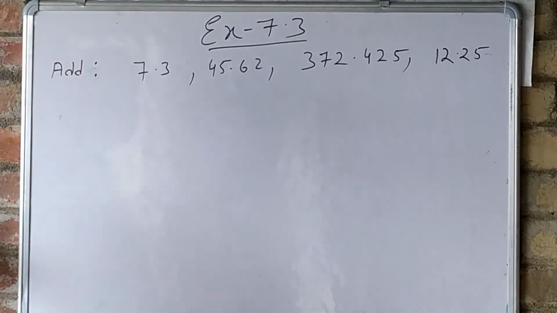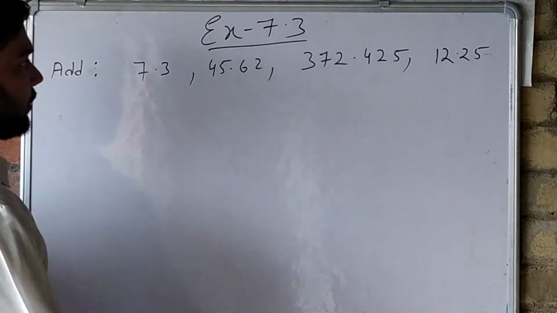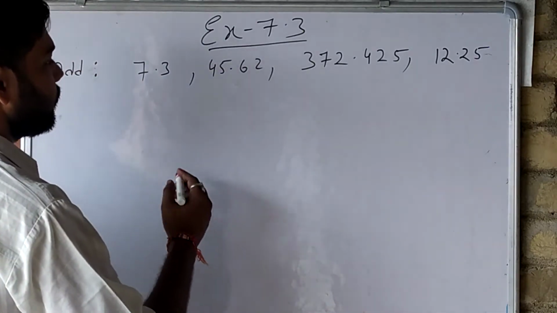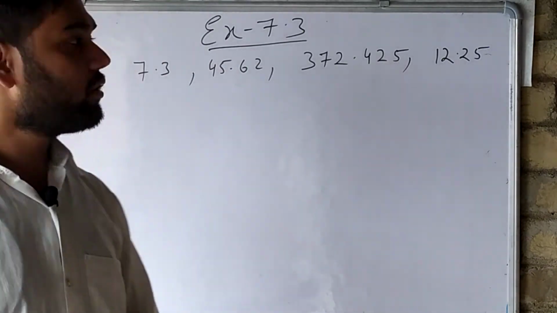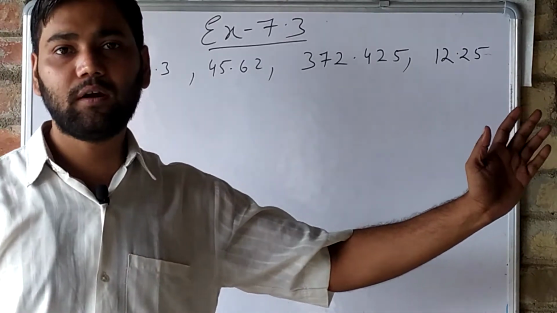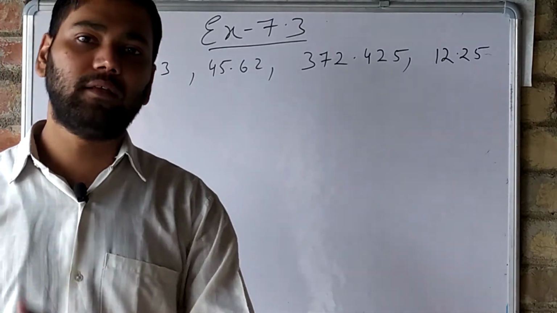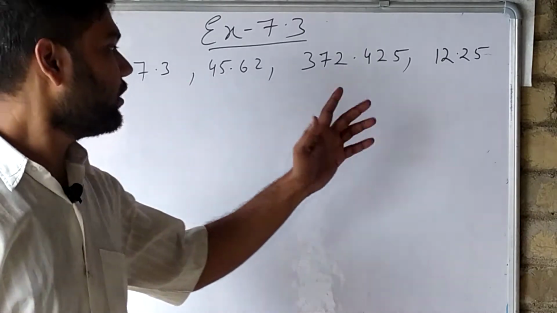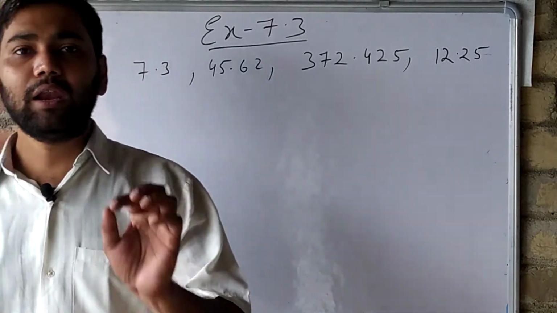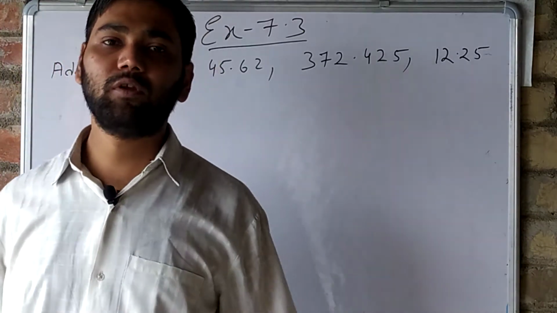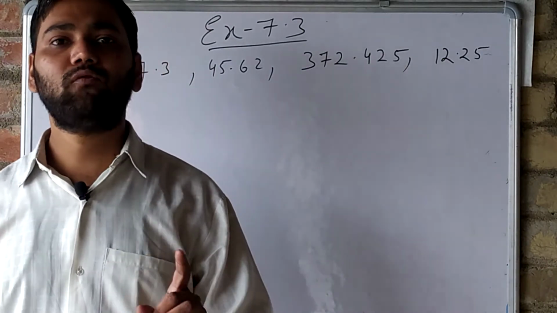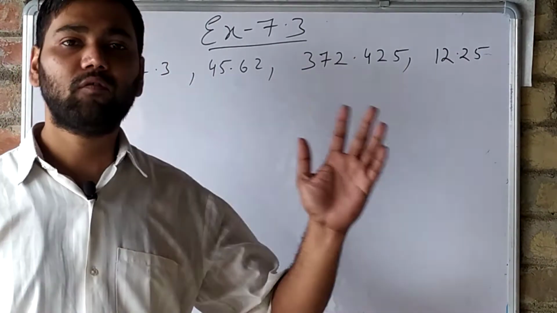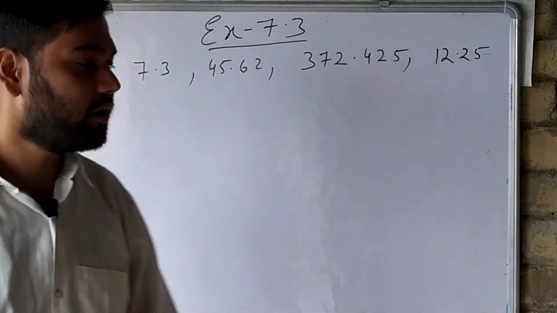See first one question, you will already understand. So 372.425. First of all, what do we have to do? We have to convert the given decimals into like decimals. That will be easier for us. We have to convert the given decimals first of all to like decimals.